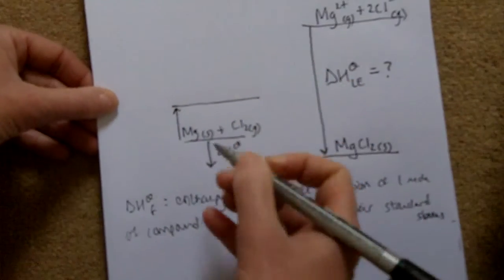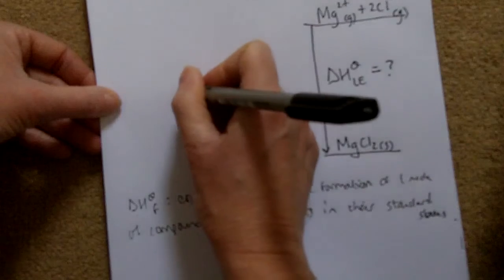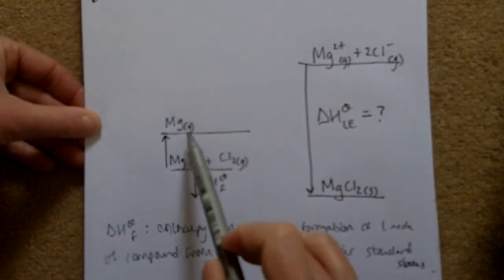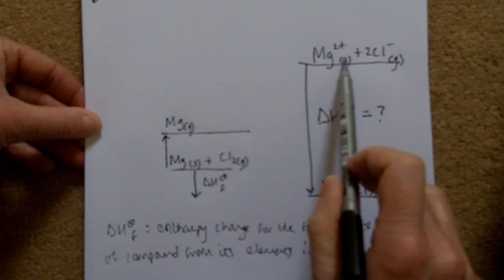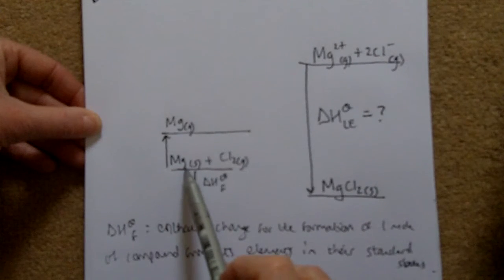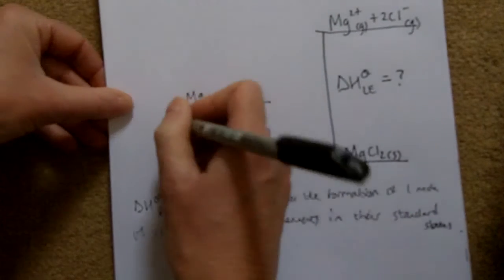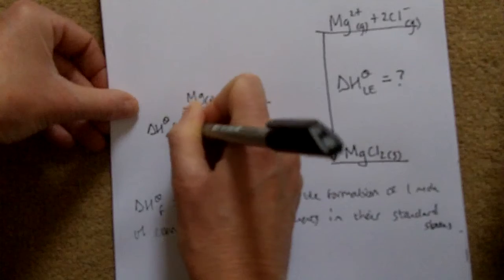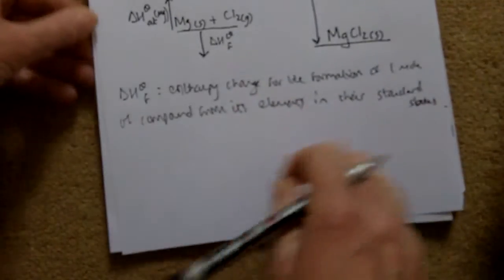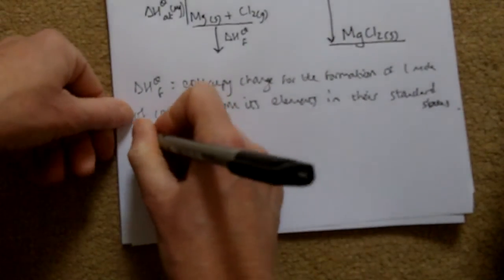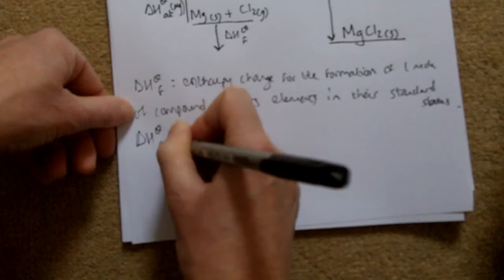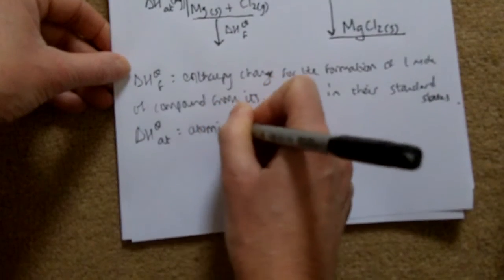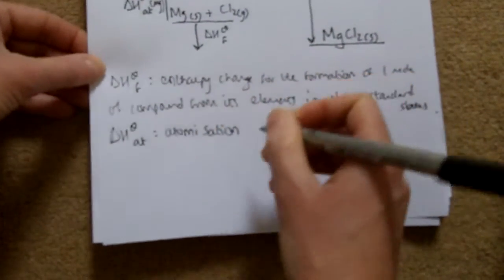The first thing I'm going to do is turn the magnesium solid into magnesium gas, because what we need to do is end up looking like that. So we go from the magnesium solid to the gas. That is called atomization of magnesium. You need to know the definition for atomization. Let me write atomization there as well for spelling. Atomization, which is all one word.